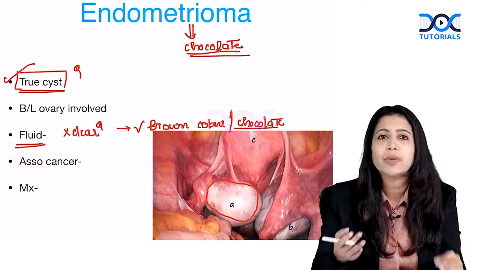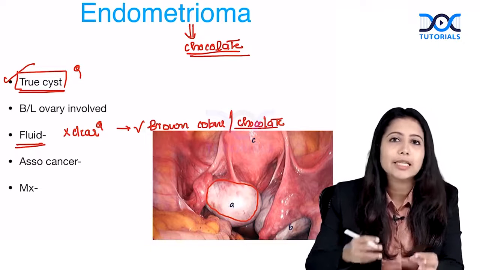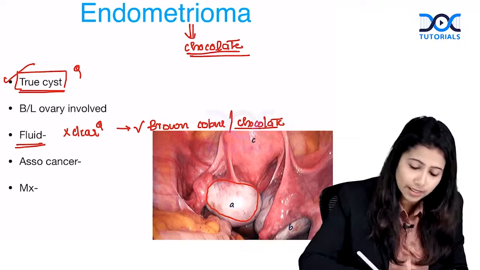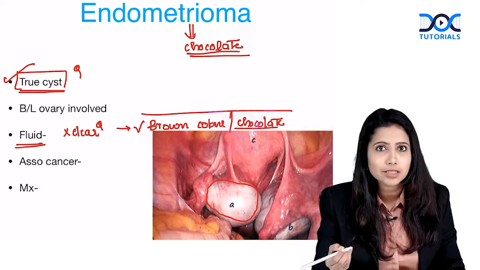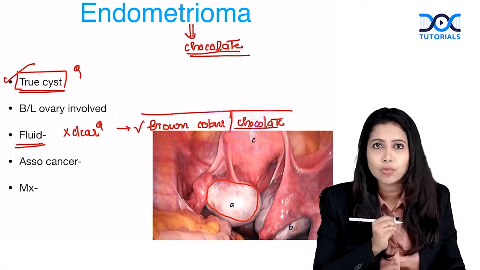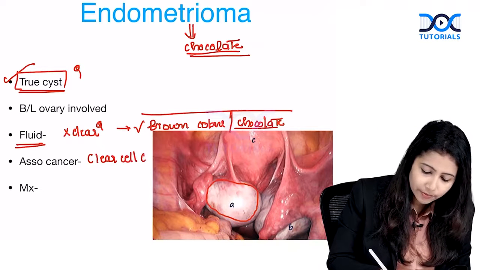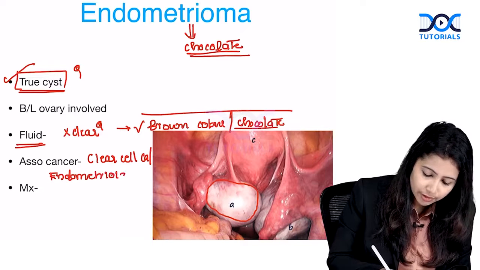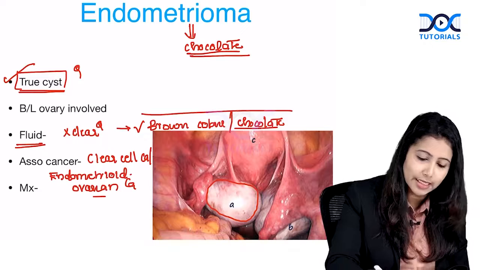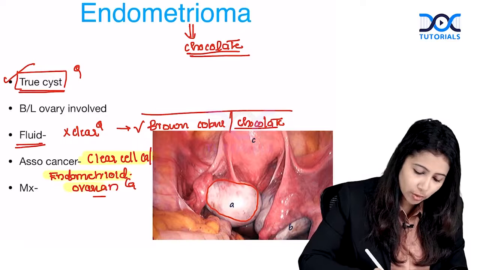Why is this happening? This is basically due to the collected blood, where later the hemosiderin deposits increase, and that gives a brown color. So, the color is chocolate colored or brown colored. We see that there are a few cancers that can be implicated in case of an endometrioma. These cancers include clear cell cancer as well as endometrioid ovarian cancer. These are the two cancers that are implicated: the clear cell carcinoma of the ovary and the endometrioid ovarian cancer.